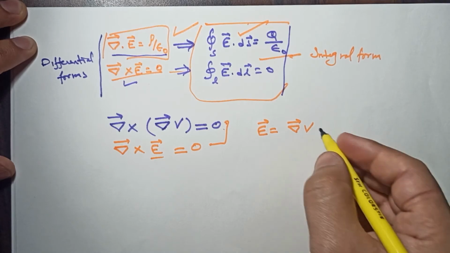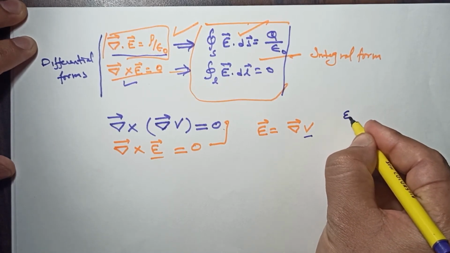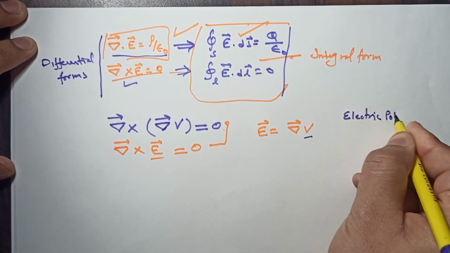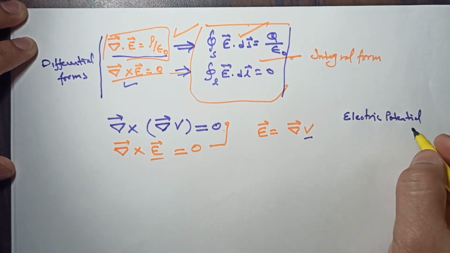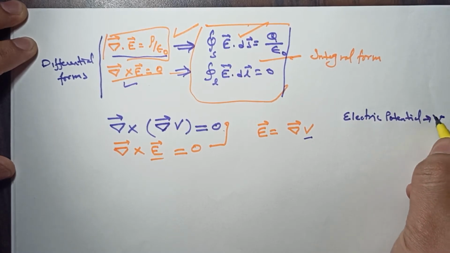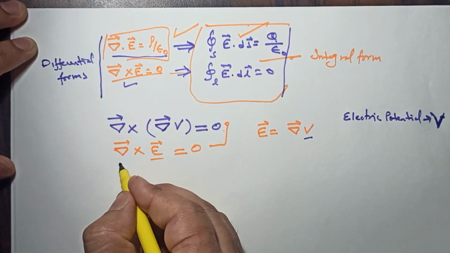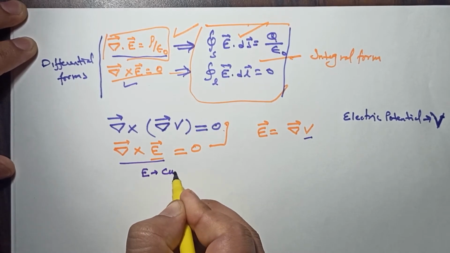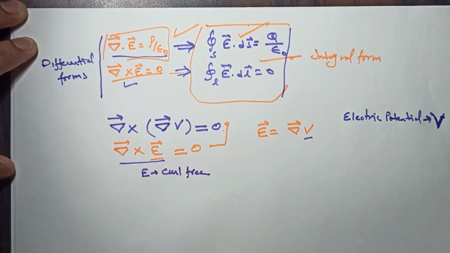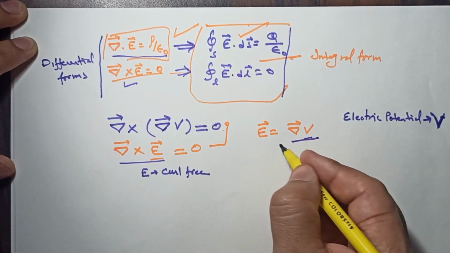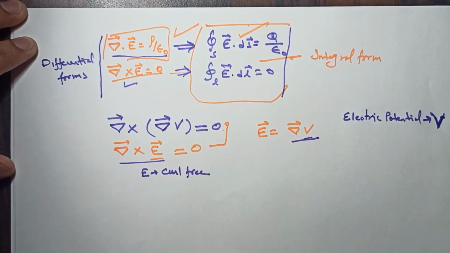Okay, so let us say this V is the electric potential, which is a scalar quantity, you know that. Let's write it as V. So we can say that if a vector field is curl free, because del cross E is 0, so this electric field is curl free, or you can say irrotational. So if a vector field is curl free, then it can be expressed as the gradient of a scalar field. We have proved it.